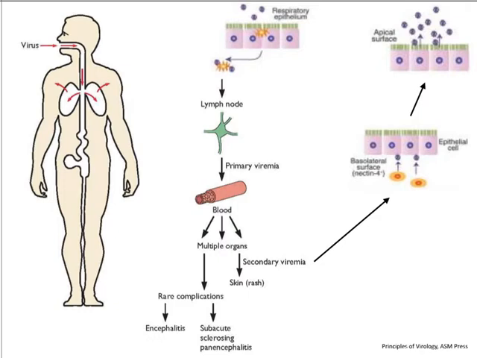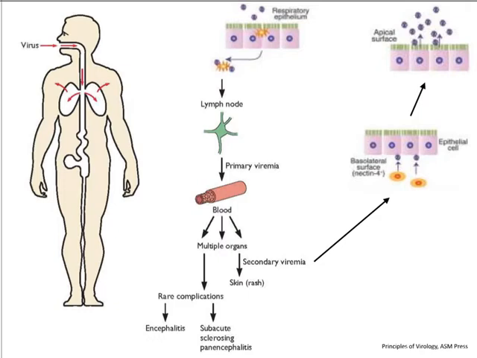Dendritic cells, macrophages, even lymphoid cells take up the virus and bring it to the lymph node, where it then infects T cells and spreads through the blood from there. So it doesn't infect the respiratory epithelium. It's just captured by immune cells.